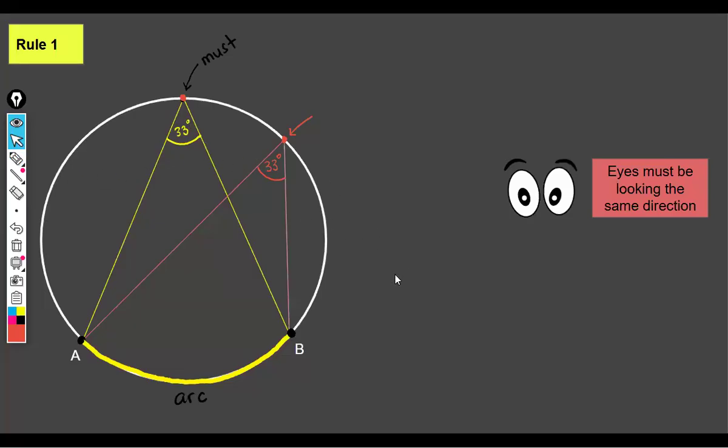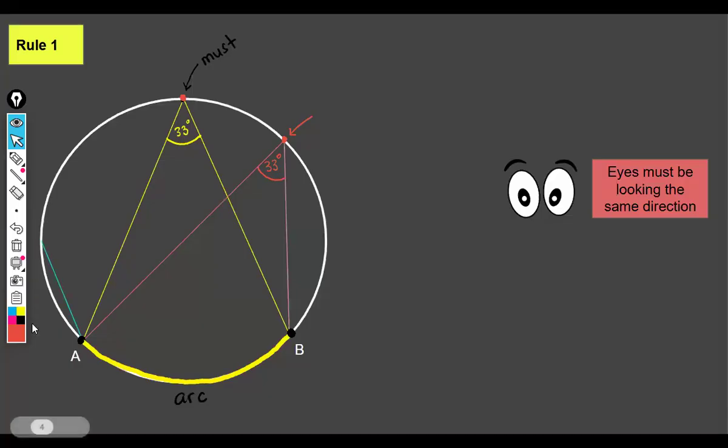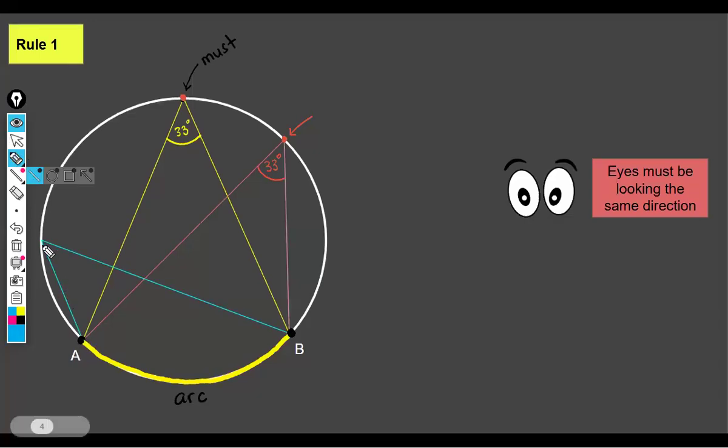Let's take another pair of legs. Look at this blue pair of legs here. It's starting at A. It hits the circumference at a completely different point. And now it's going to bounce back to B. Look at it. It started at A. It hit the circumference at a completely different point, but it bounces back to B. Guess what? If the examiner were to ask you, hey, what's the size of this angle? The answer would also be 33 degrees. It's magic.